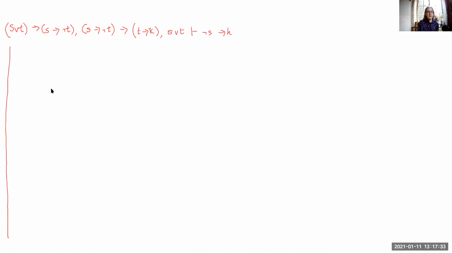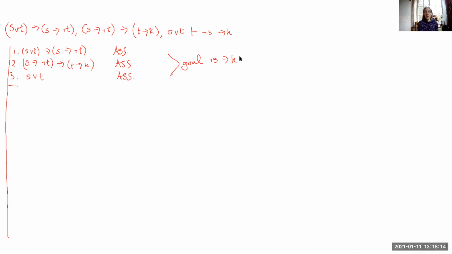So setting this up, we've always got our three initial assumptions, our premises at the very beginning. So just copy them down. S or T implies S implies not T. Assumption one. Assumption two is that if S implies not T, then T implies K. Assumption three, either S or T. And then we want to prove from this, our goal is not S implies K.